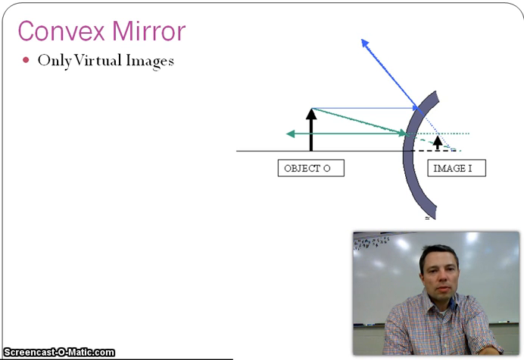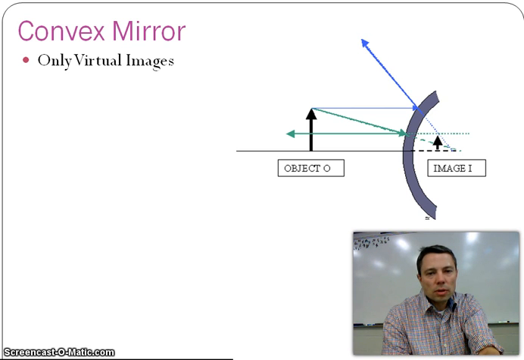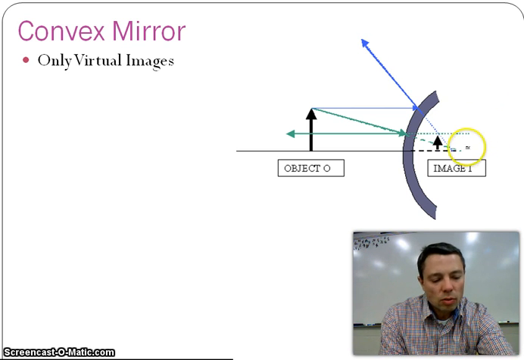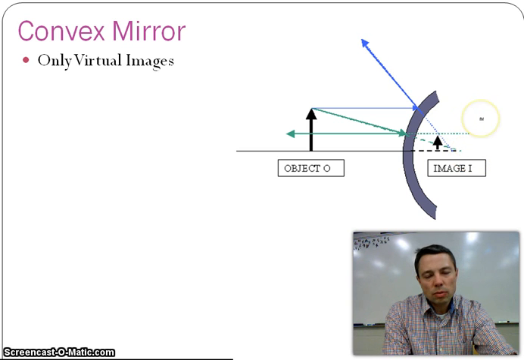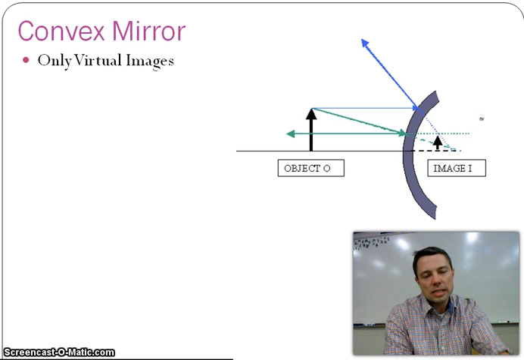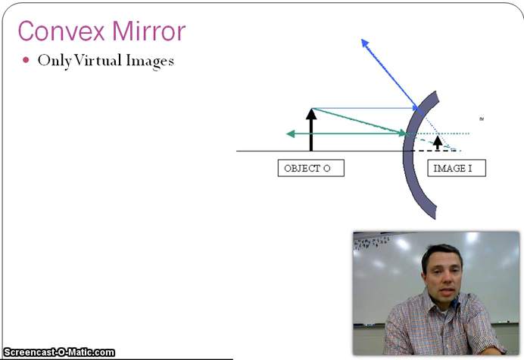Again, the only type of image that we can produce with this one is a virtual image. If you remember what it means to be a virtual image, it means that the object is going to be inside of the mirror. We'll actually see our image inside of the mirror. It'll look right side up, okay? It's not going to be upside down.